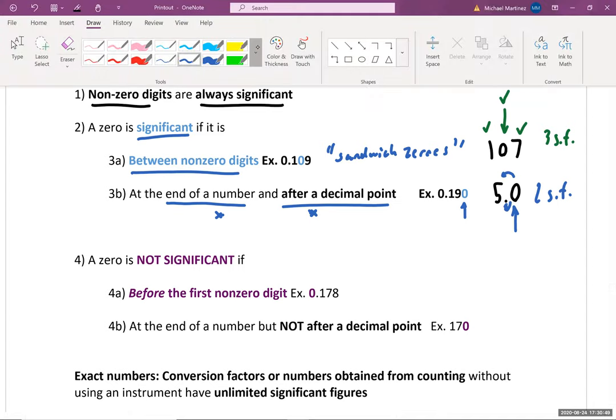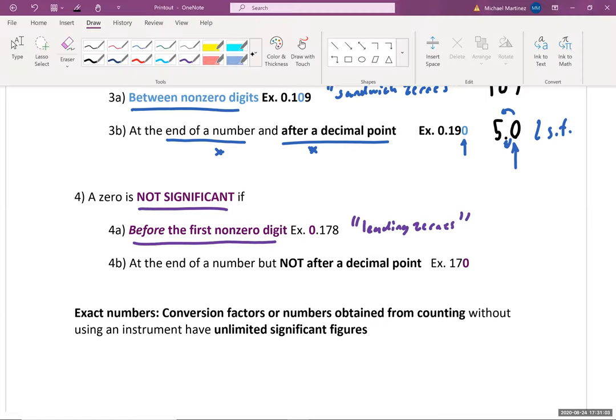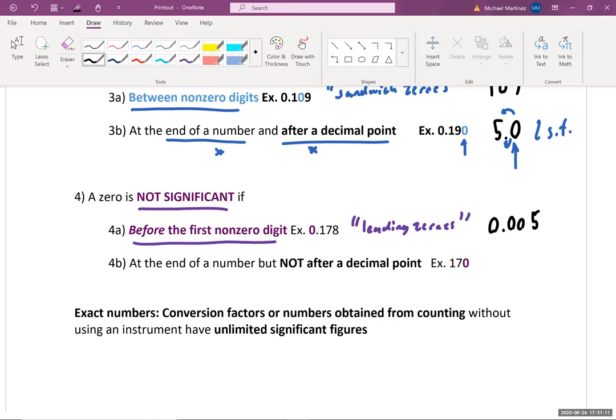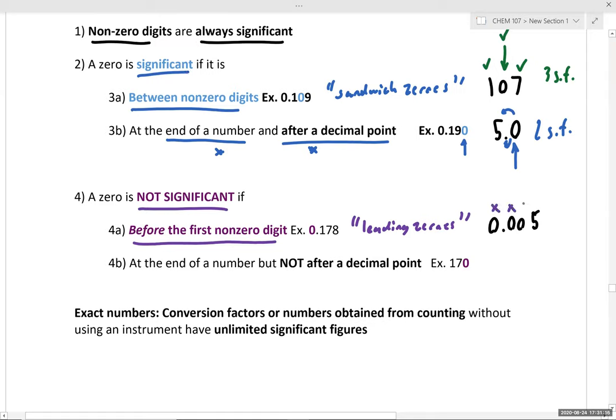A zero is not significant if it is before the first non-zero digit. I like to call these leading zeros. So for example, if we have 0.005, these three zeros that are before our first non-zero digit are not significant. The only significant digit would be our 5. So this number would have one significant digit or one significant figure.